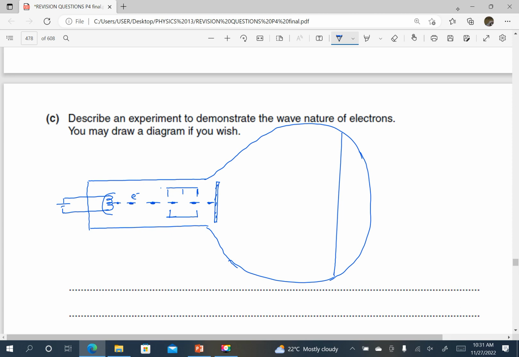When the electrons reach the graphite film, because their wavelength is almost the same as the interatomic spacing, they pass through the graphite film and undergo diffraction. They form what we call diffraction patterns. So I'll draw some of the diffraction patterns here.